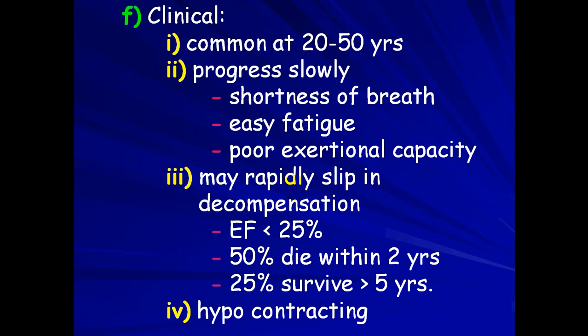Clinically, dilated cardiomyopathy is common at 20 to 50 years old. It progresses slowly, with shortness of breath, easy fatigability, and poor exertional capacity, and may rapidly dip into decompensation, with ejection fraction falling to 25% or less. 50% die within 2 years, and 25% survive more than 5 years.